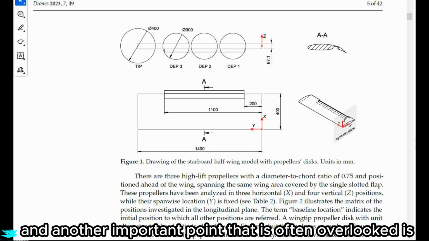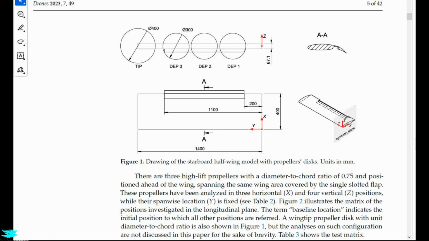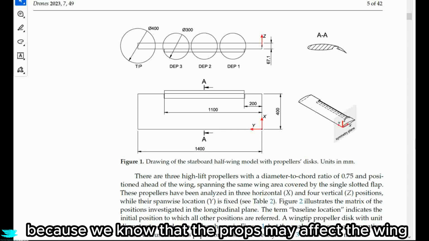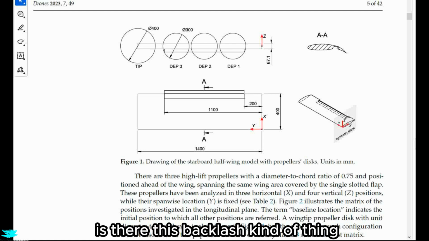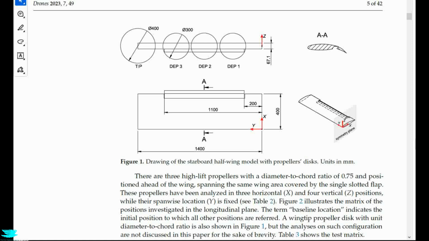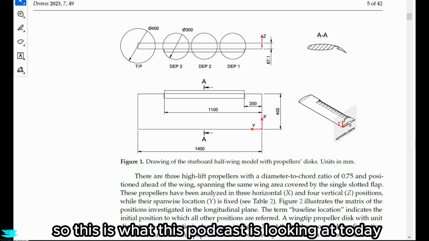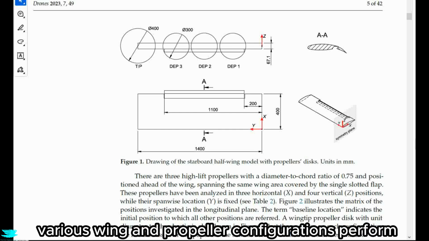And another important point that is often overlooked is how does the wing itself affect the propellers? Because we know that the propellers may affect the wing, but what about the upstream effects? Is there this backlash kind of thing? So this is what this podcast is looking at today. How do various wing and propeller configurations perform?